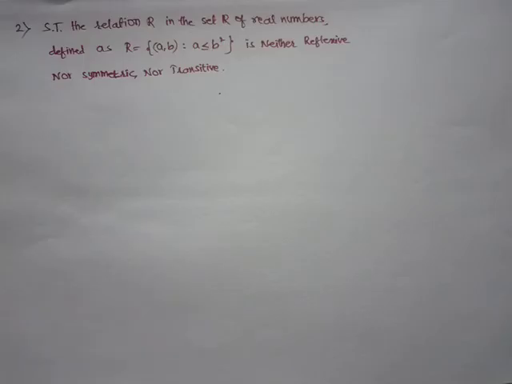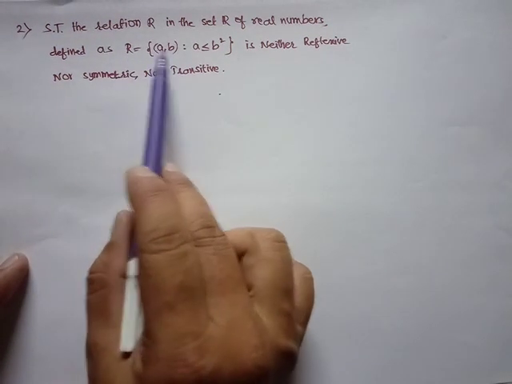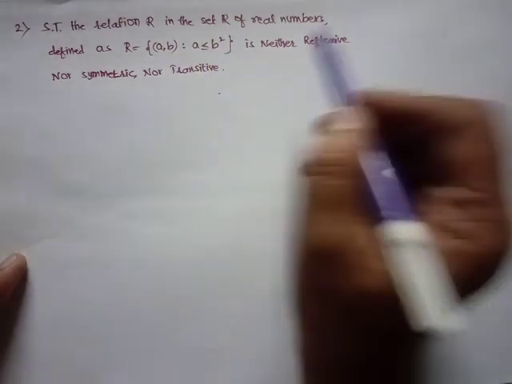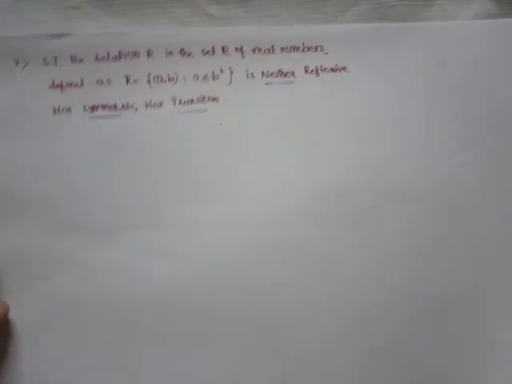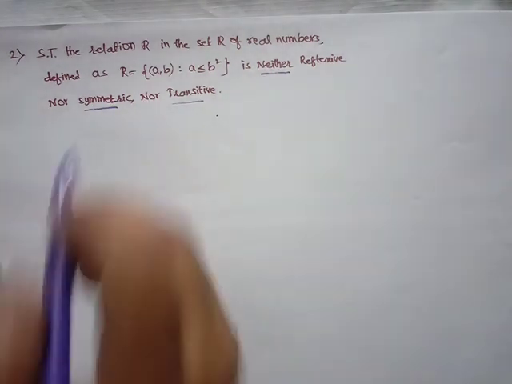I'll see one more question here. Show that the relation R in the set R of real numbers, defined as R equals a comma b such that a is less than or equal to b square, is neither reflexive nor symmetric nor transitive. So it is none of them, and we'll see.